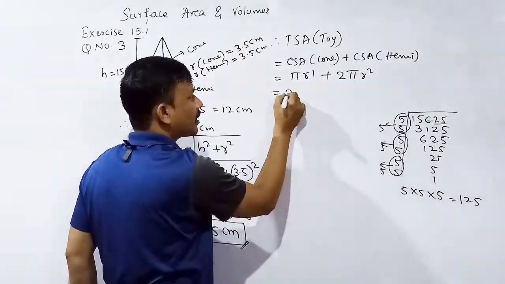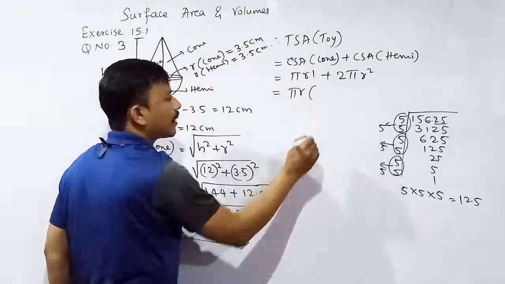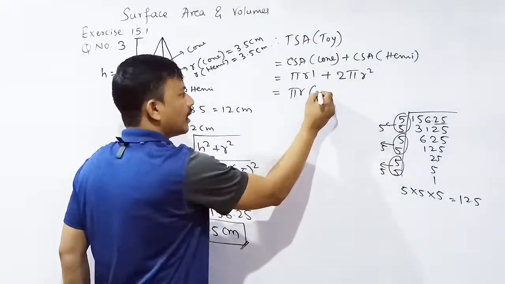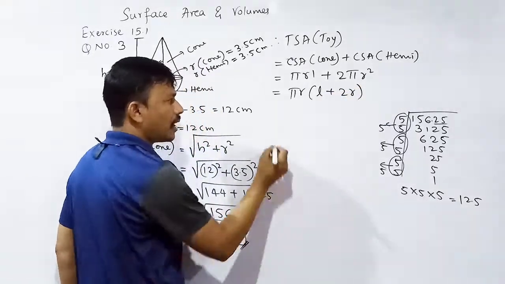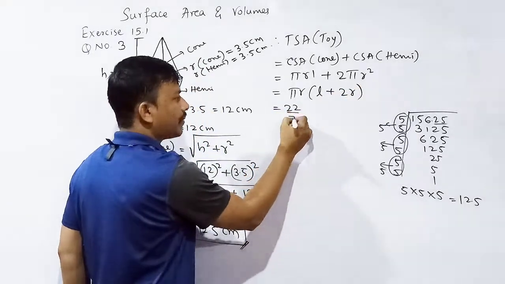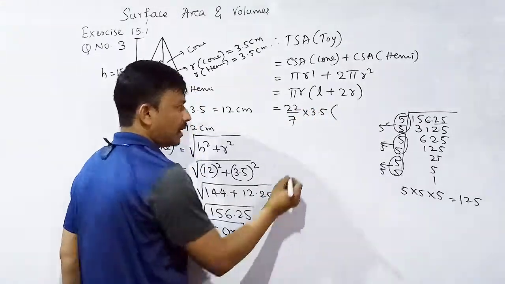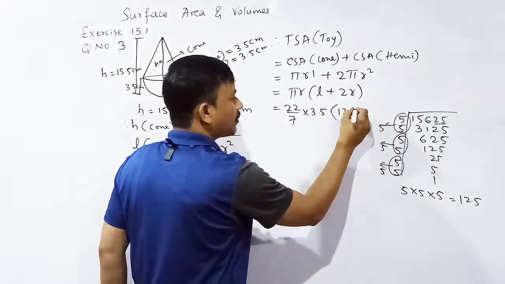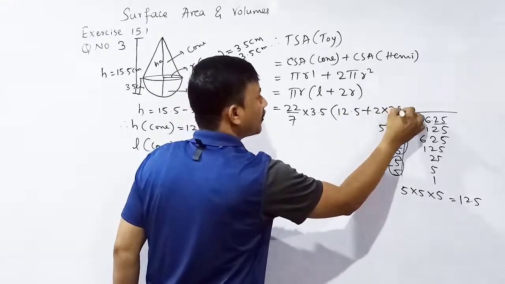What is the common here? Pi r is the common. Pi r in bracket L plus 2R. This is equal to 22 divided by 7 into 3.5 bracket. What is the slant height? 12.5 plus into 2 into 3.5.